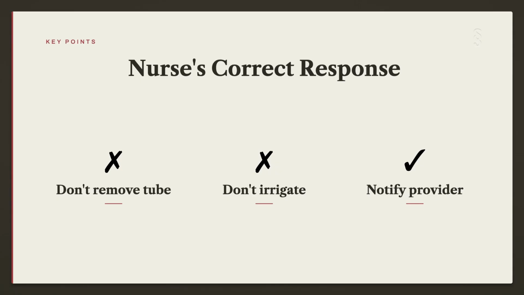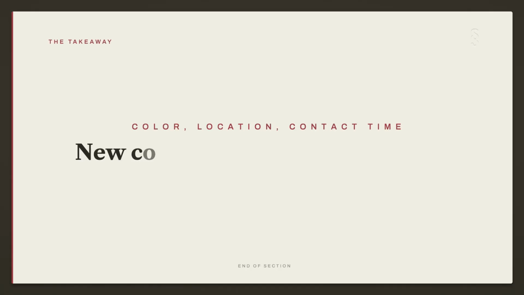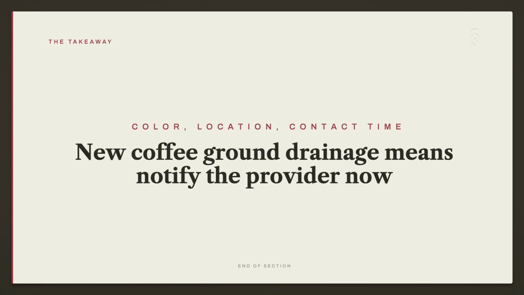Monitoring or documenting alone delays care, so the nurse must assess and notify the provider promptly. Identify the color, the location, and how long blood has contacted acid, and every related finding, from melena to hematemesis to bile, sorts into place. When it's new coffee ground drainage, the nurse's job is accurate assessment and prompt communication.